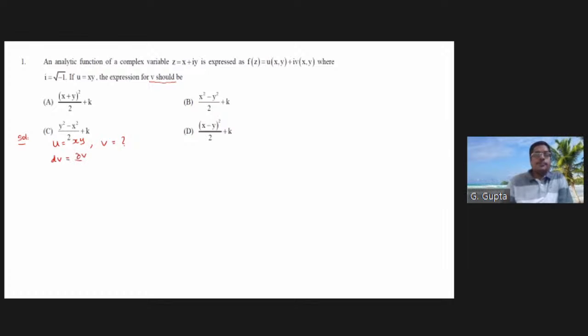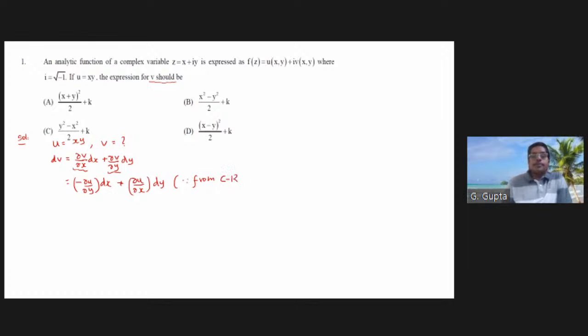dou v by dou x into dx plus dou v by dou y into dy. We don't know these two because we are going to find them. So take the help of Cauchy-Riemann equations. Dou u by dou y is equal to minus dou v by dou x. So dou v by dou x is equal to minus dou u by dou y into dx plus dou v by dou y is nothing but dou u by dou x, so plus dou u by dou x into dy.